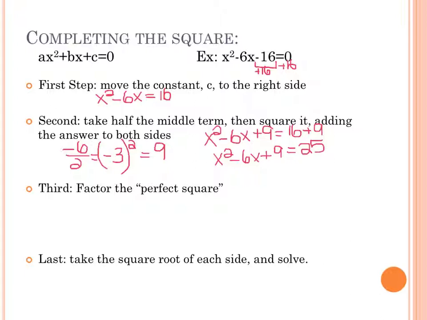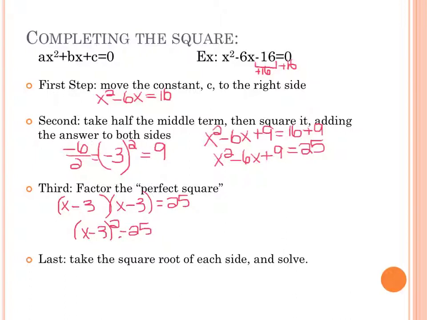Now let's move on to our third step. The third step says factor that perfect square. The perfect square is really what's going to happen on that left side, the left side of what we did in step 2. The perfect square is going to happen right here when we factor. So when we factor that, we should get x minus 3 times x minus 3 equals 25. That perfect square is that quantity times itself. We can rewrite this as x minus 3 squared equals 25.